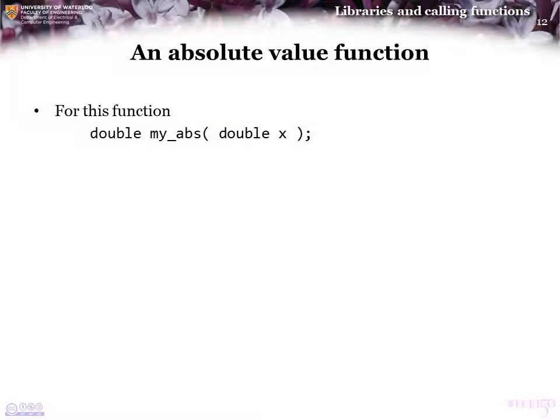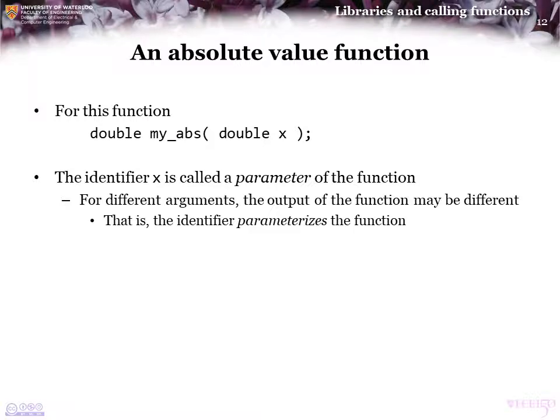So for this function myAbs, the identifier x is called a parameter of the function. For different arguments, the output of the function may be different. So essentially, this identifier x parameterizes the function. The value that the function returns may change depending on the value of the argument that is passed.